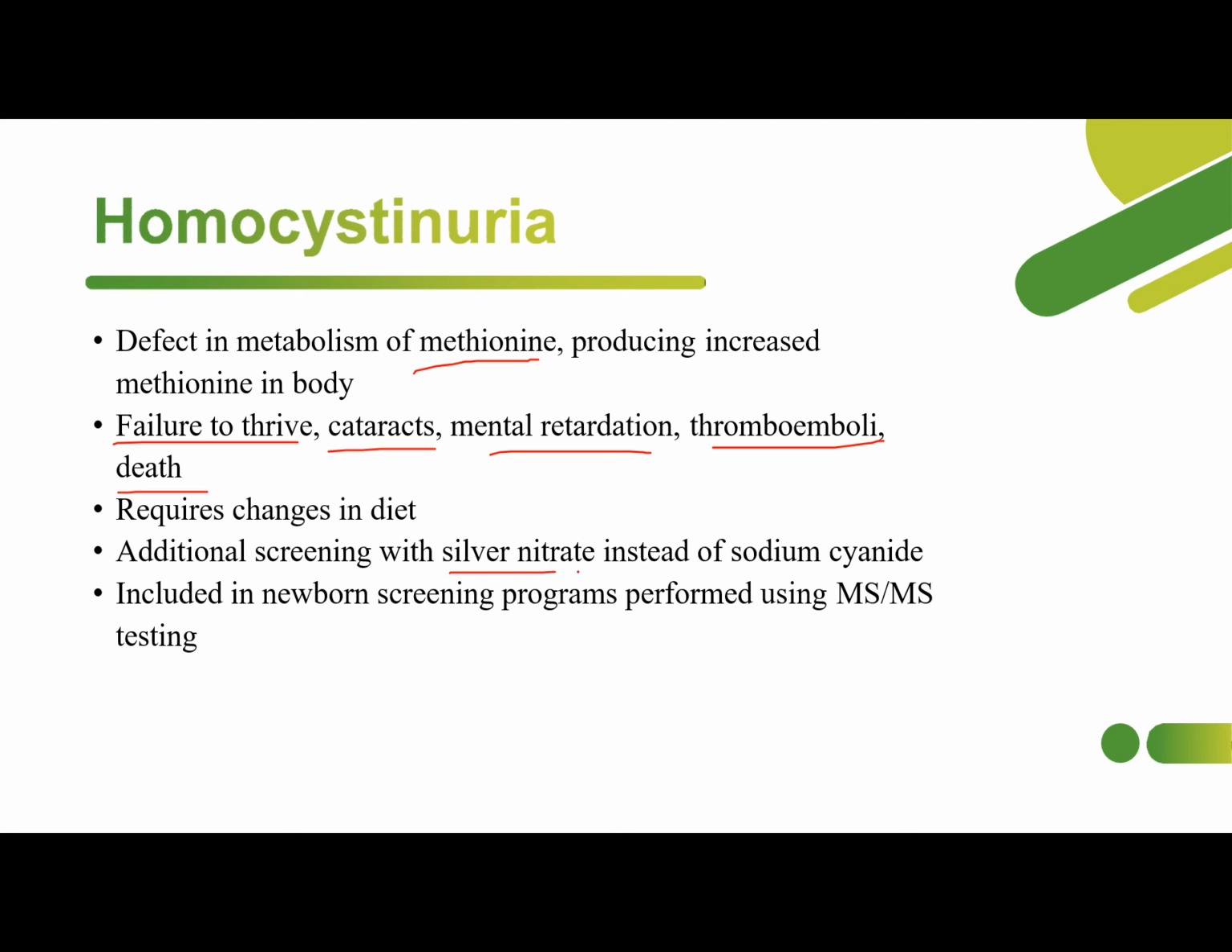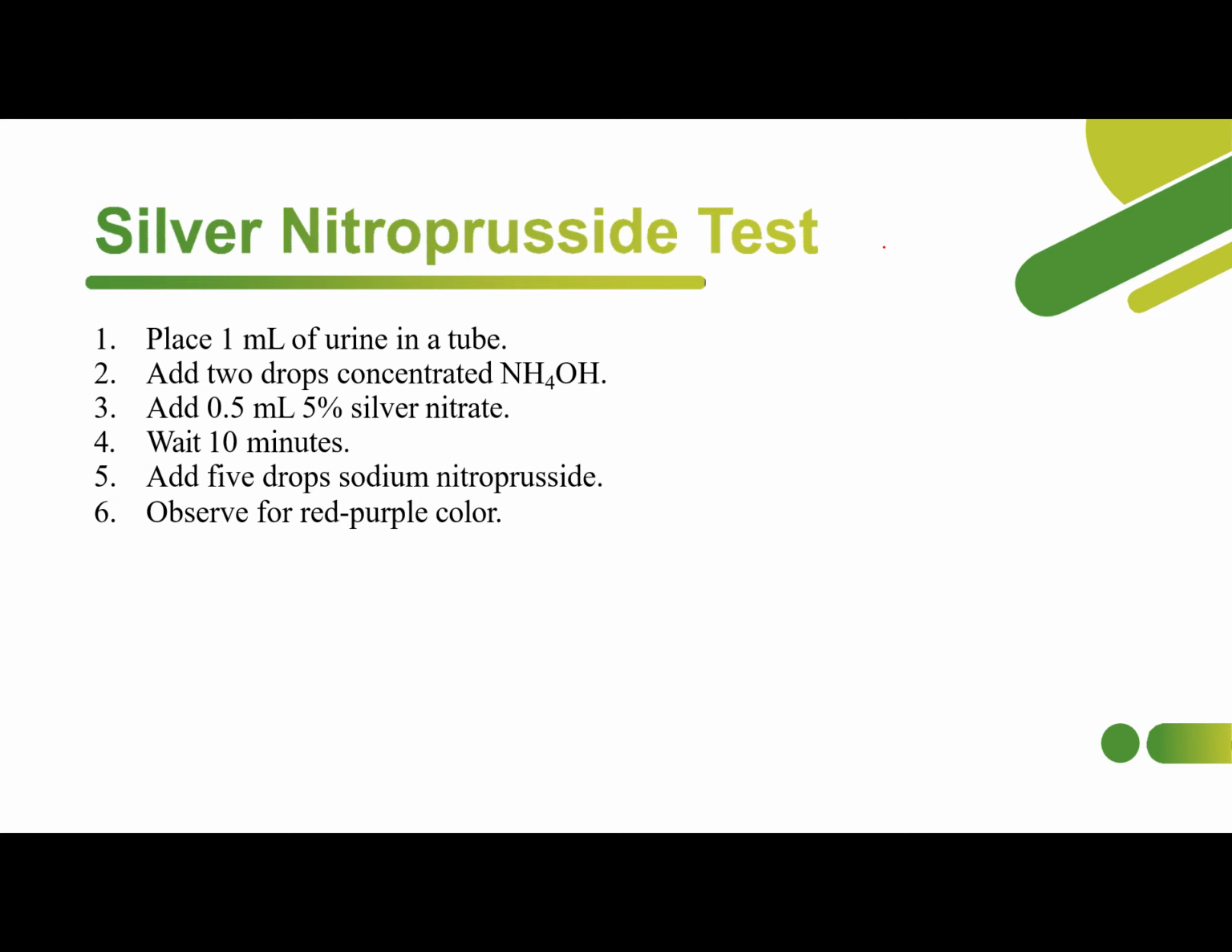Additional screening with silver nitrate instead of sodium cyanide is done, included in the newborn screening programs performed using tandem mass spectrophotometry testing. So this is the silver nitroprusside test. Place 1 ml of urine in a tube, add 2 drops of concentrated NH4OH, add 0.5 ml 5% silver nitrate, wait 10 minutes, add 5 drops of sodium nitroprusside. Wait, observe for the red-purple color.